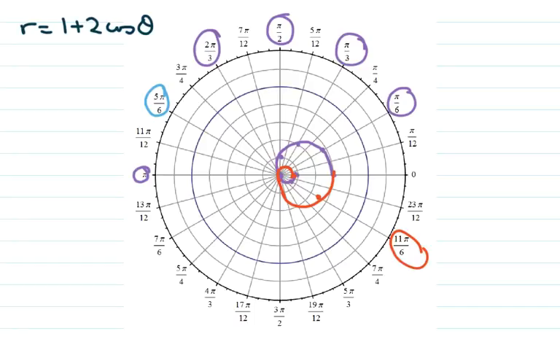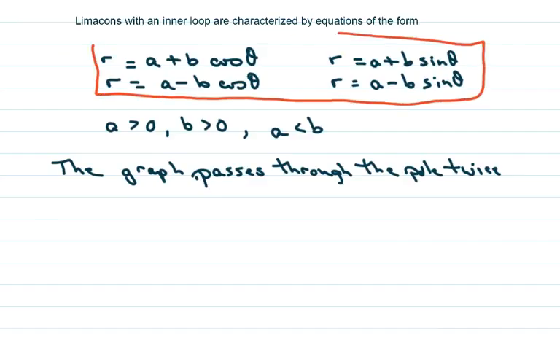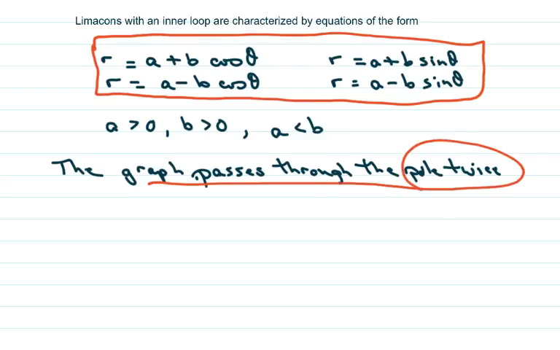Some of the information you need to know about it: it's characterized by these equations where a and b are both positive. This will be helpful because in another video we're going to have to recognize what kind of polar equation it is. A and b are both positive, but the one with the inner loop, a is less than b. The one without an inner loop, a is greater than b. Also, the graph passes through the pole twice, but it's not symmetric to the pole.